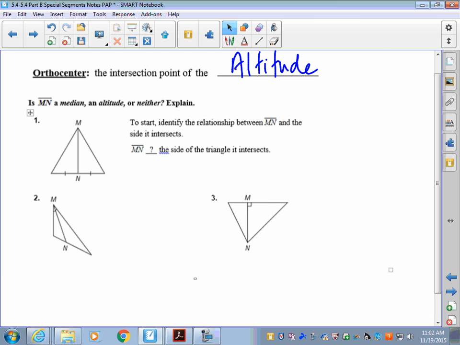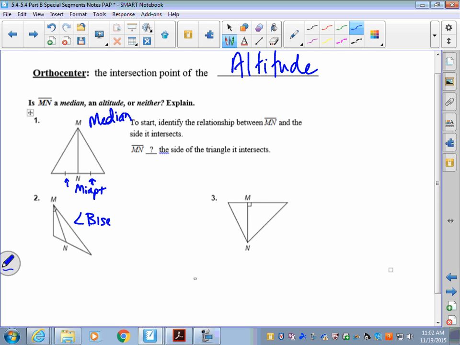Yeah, 1 is a median. How do I know that? Tick marks, yes. Median, because we see those tick marks, we know this is a midpoint. Okay? What about 2? It's an angle bisector, yeah. Okay? So this would be neither. For this situation, okay? I'm going to let you try 3. Write it down when you think you have an answer. Just write it down based on what's marked and given.